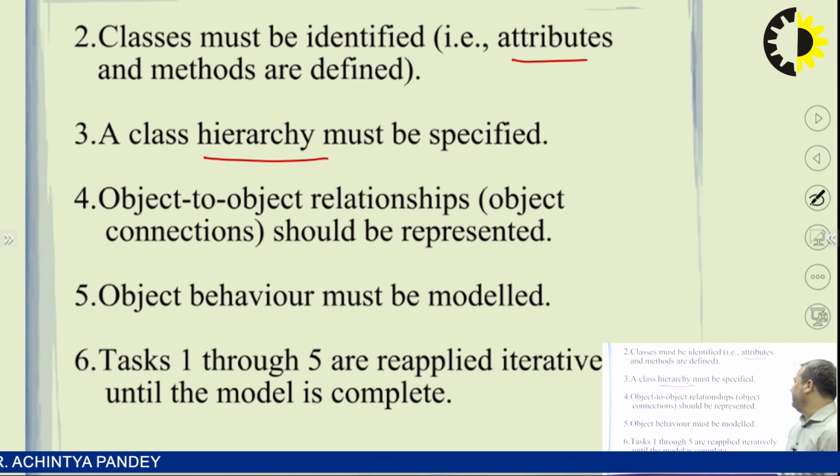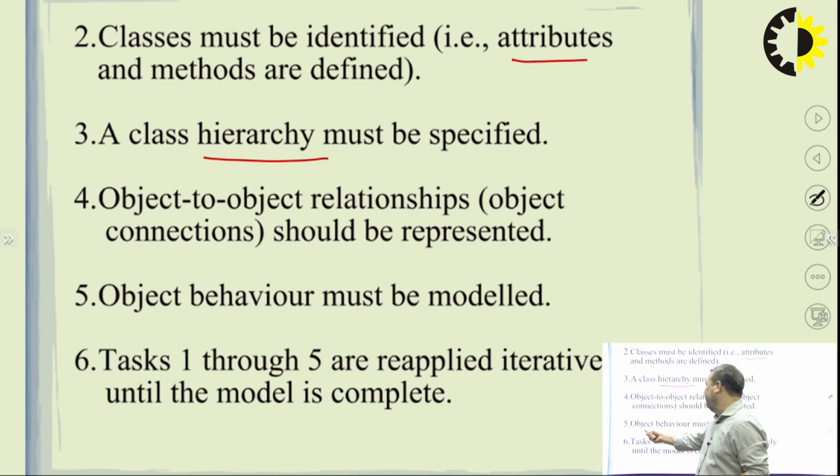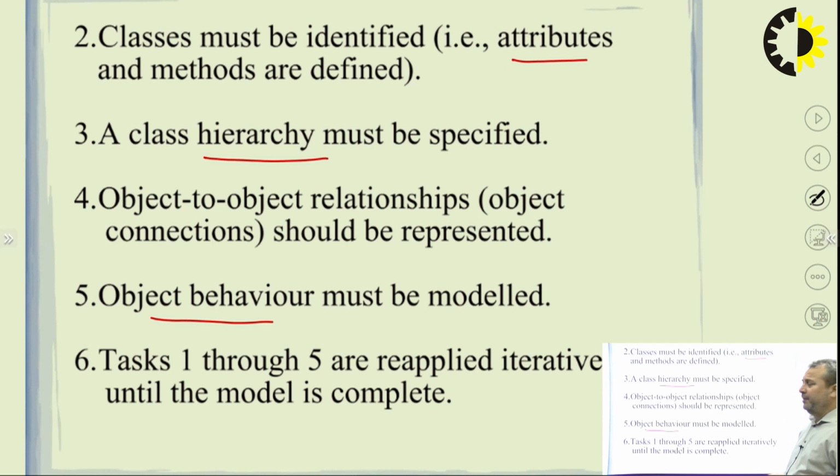A class hierarchy must be specified. Object to object relationships should be represented. What the object behavior is must be modeled. Tasks 1 through 5 are reapplied iteratively until the model is complete. So object, class, hierarchy, object to object relationship and its behavior must be iteratively applied until the model is complete, until all the user requirements have been fulfilled.